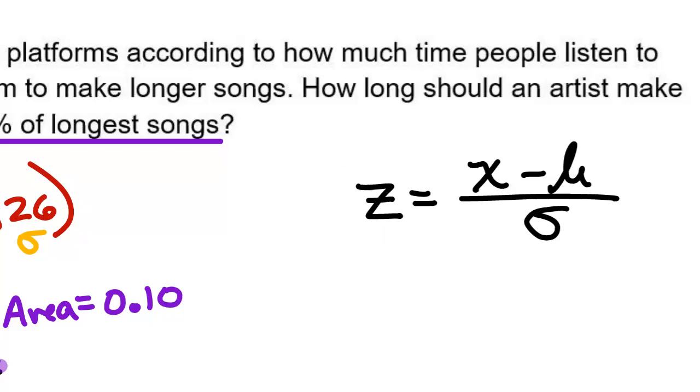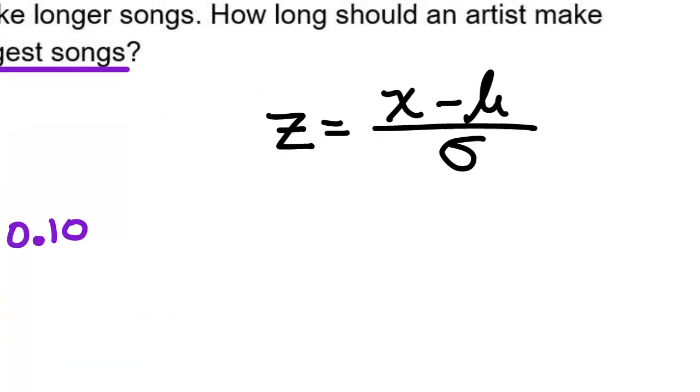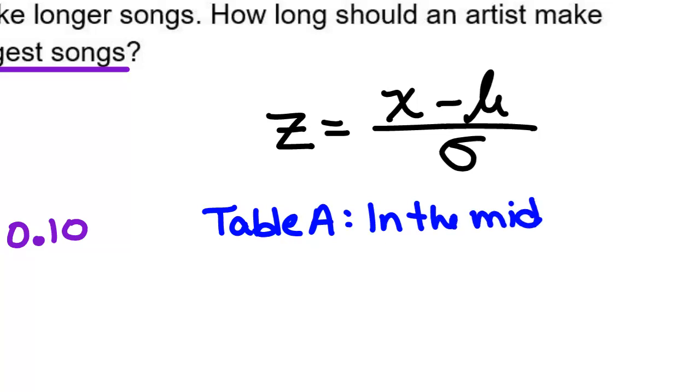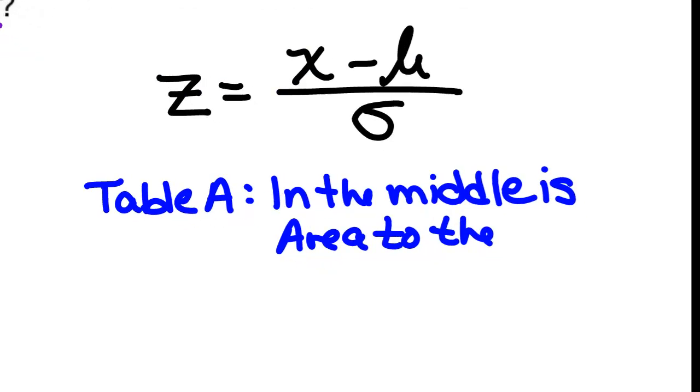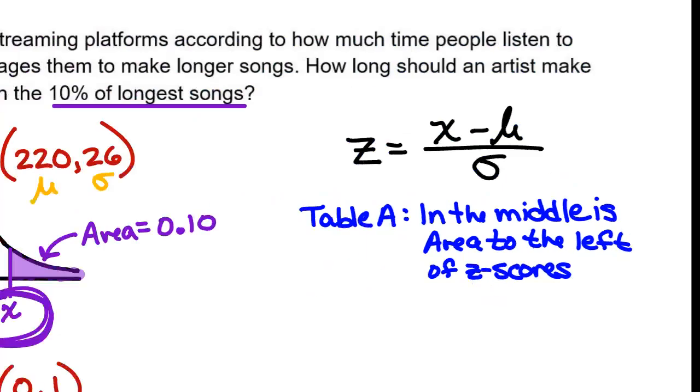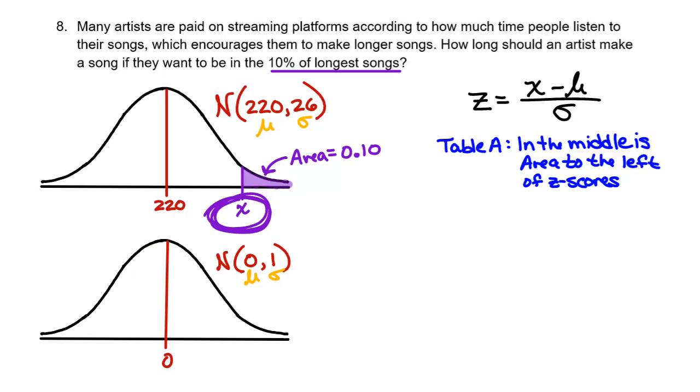That z-table in the middle, it gives areas, doesn't it? So look at table A with me. In the middle is area. To the left or the right? On the table, it gives us left, right? Area to the left of given z-scores. Did we shade ours to the left? We shaded ours to the right.